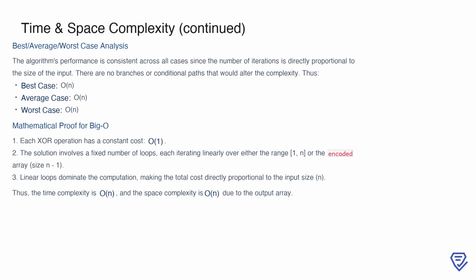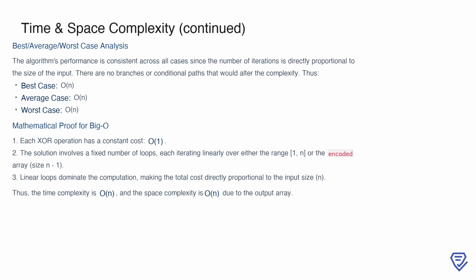Finally, let's examine the algorithm's performance under different scenarios. The great thing about this solution is its consistency, whether it's the best case, average case, or worst case. The number of iterations and operations remains directly proportional to the size of the input. This is because there are no conditional branches or paths that could cause the algorithm to deviate from its linear complexity. To solidify this, we can look at the mathematical proof. Each XOR operation is O(1), and the solution involves a fixed number of linear loops, either over the range 1 to n, or the encoded array.